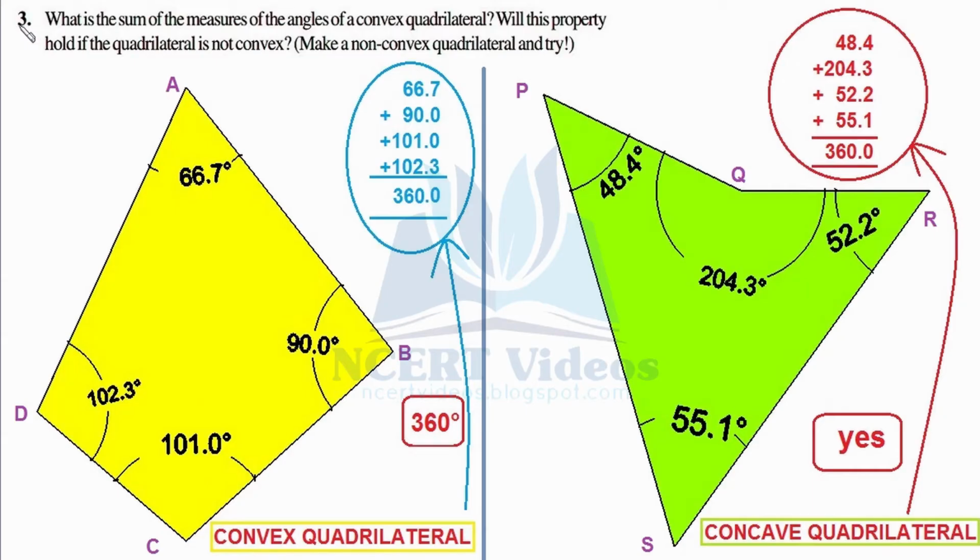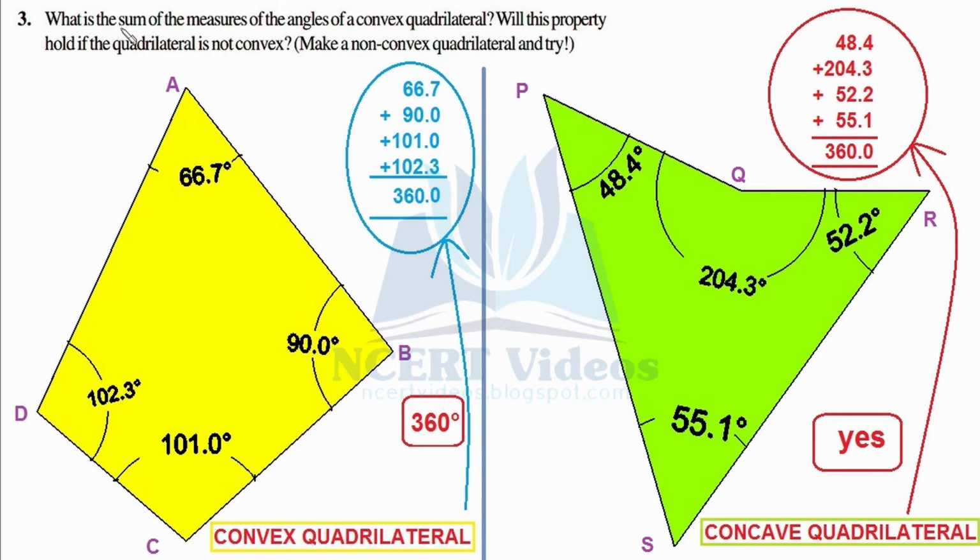Mathematics Class 8th, Chapter 3rd, Understanding Quadrilaterals, Exercise 3.1. Here we are on question number 3rd. What is the sum of the measures of the angles of a convex quadrilateral? Will this property hold if the quadrilateral is not convex? Make a non-convex quadrilateral and try.